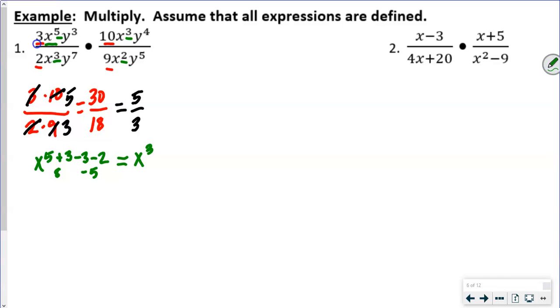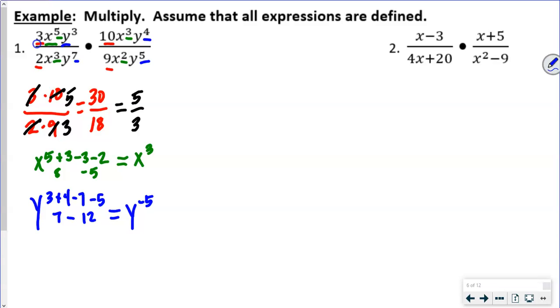Now let's deal with our y's, okay? So same thing with our y's. We got a y to the third on top plus our 4. Then we're going to subtract this 7 here because it's in the denominator. We're going to subtract this 5, okay? So now we got 7 minus 12, right? So that's going to be y to the negative 5. Now remember, if it's negative, it's going to go back to the denominator, okay?